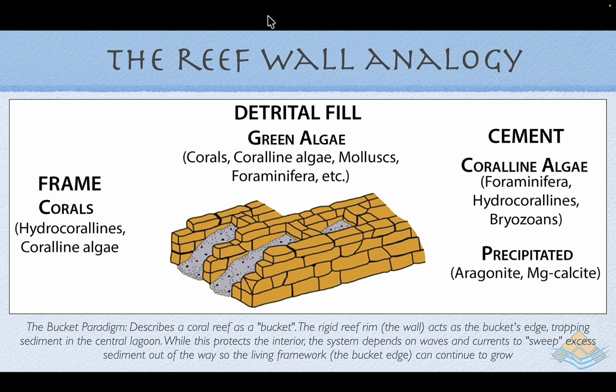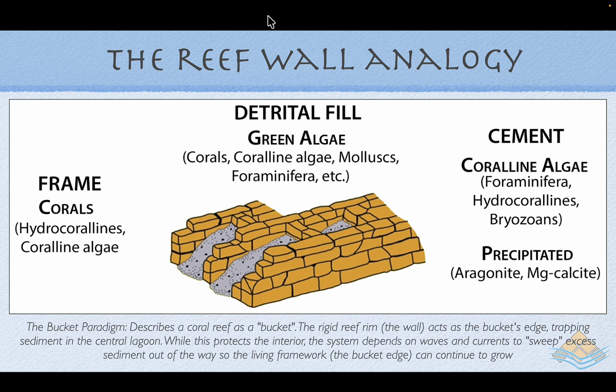We can think of the framework as the bricks in the wall, the detrital fill, the sediment contributors, the breakdown products of the various corals, coralline algae forming the aggregate in the wall, then the cement holding those bricks together. We can have varying combinations of the biogenic cements, as in modern-day reefs dominated by the coralline algae, versus the precipitative cements such as aragonite and magnesian calcite that we see in many marine sediments.